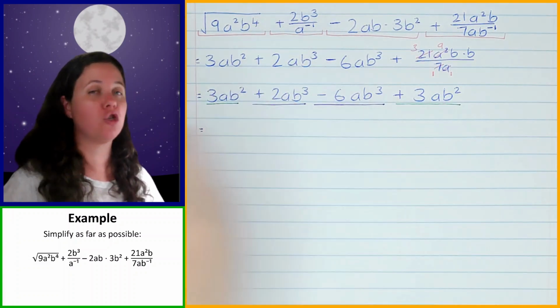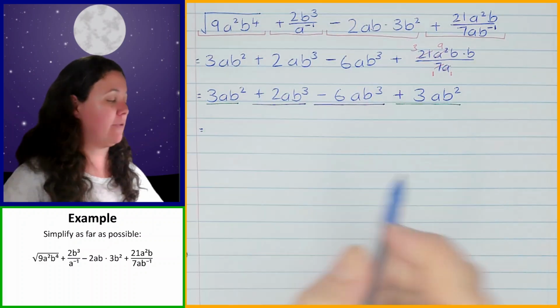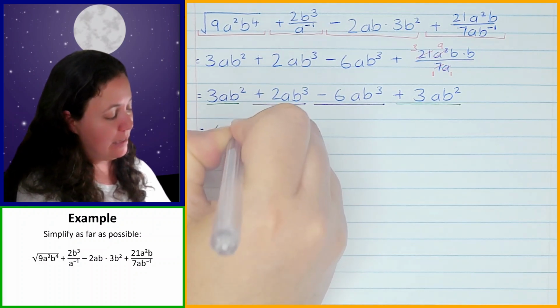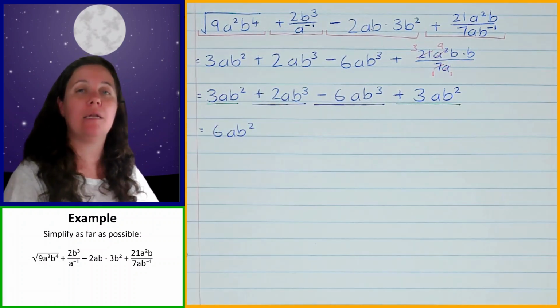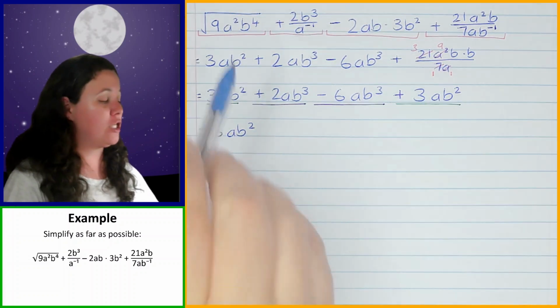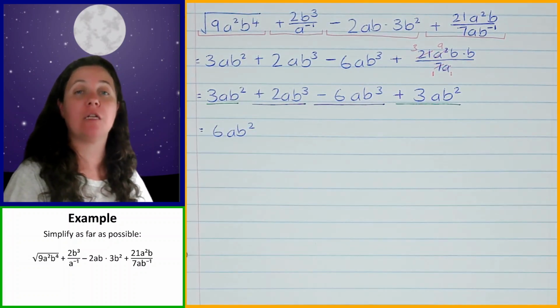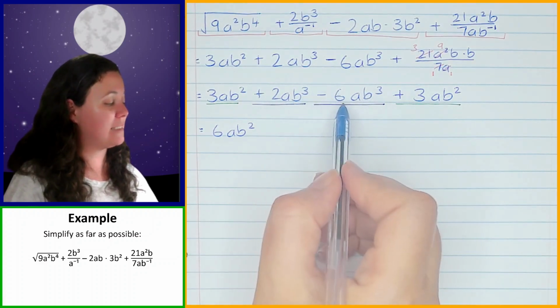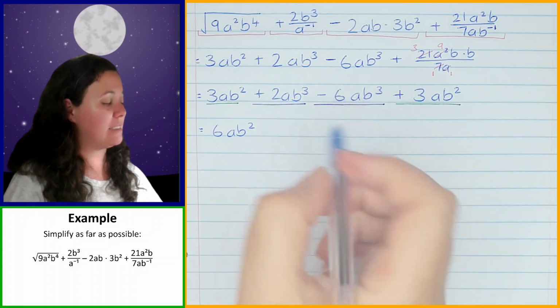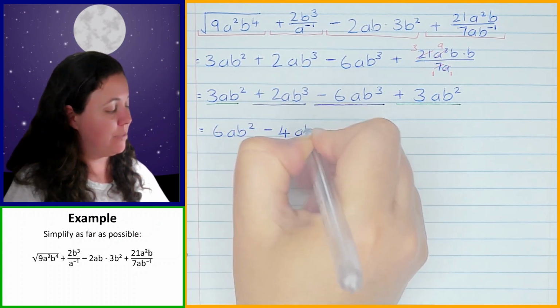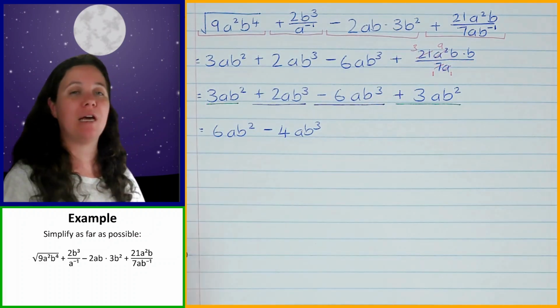But you don't need to show the step where you collect them. You can go and simplify straight away. So 3ab squared plus 3ab squared is 6ab squared. Remember, when we are adding like terms, the variables and exponents don't change. We just add and subtract the coefficients, which are the numbers in front. Okay. And then over here, I've got plus 2ab cubed minus 6ab cubed. So it's 2 minus 6 is minus 4. And the ab cubed doesn't change. So that's what you should get for that example.